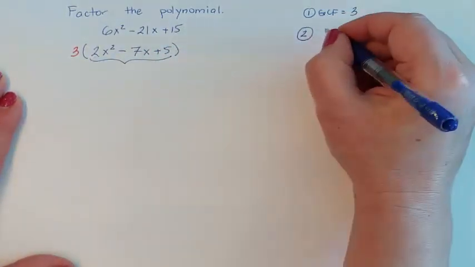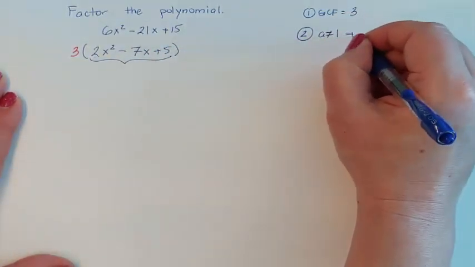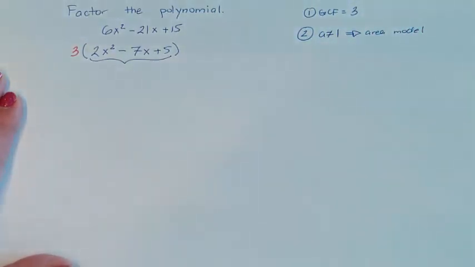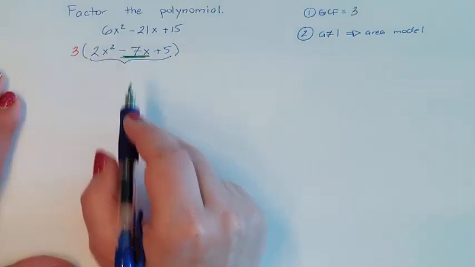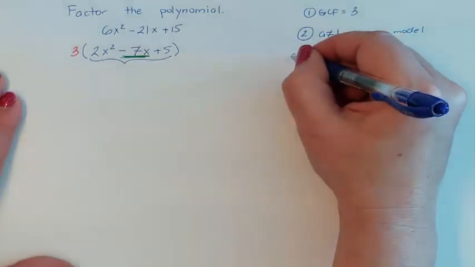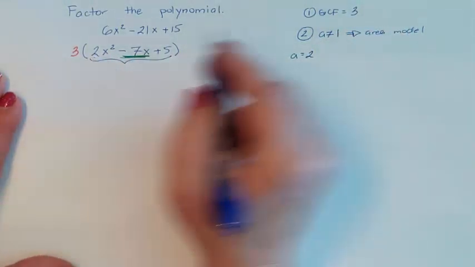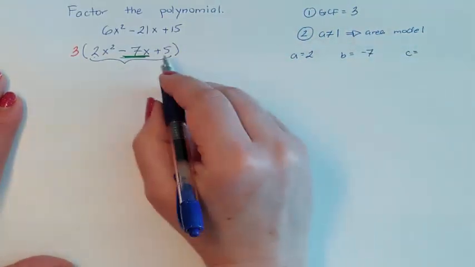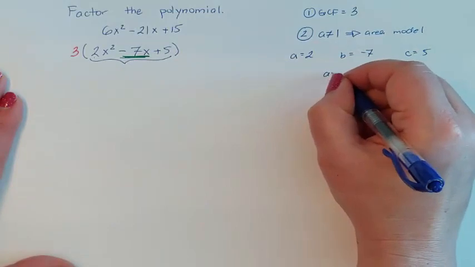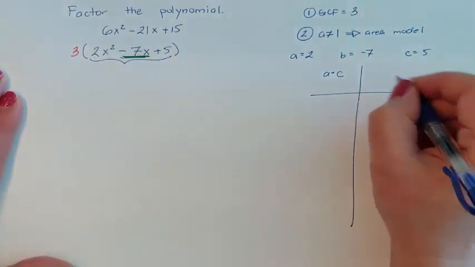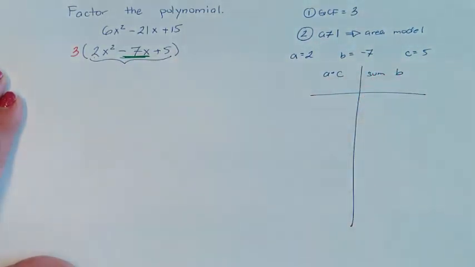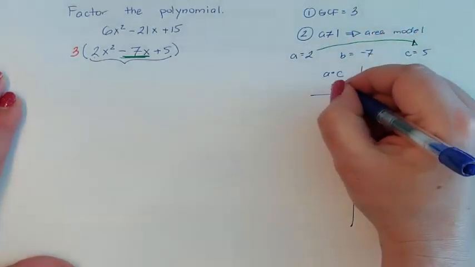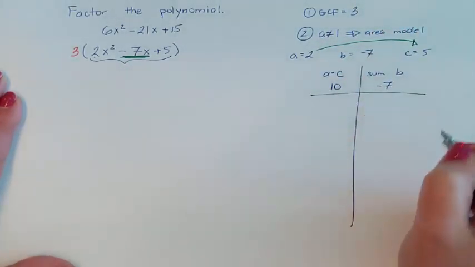Because a is not 1, that meant that I needed to use the area model so that I could rewrite it. And this middle term right here is going to get split into 2 parts. So I have my a as a 2, my b as a minus 7, and my c as a 5. So my a times c, somebody better add up to b list. So a of 2 times c of 5, I have 10, and somebody better add up to negative 7.